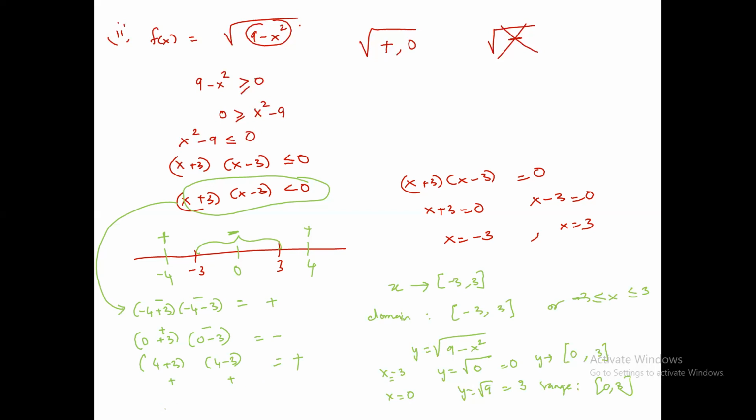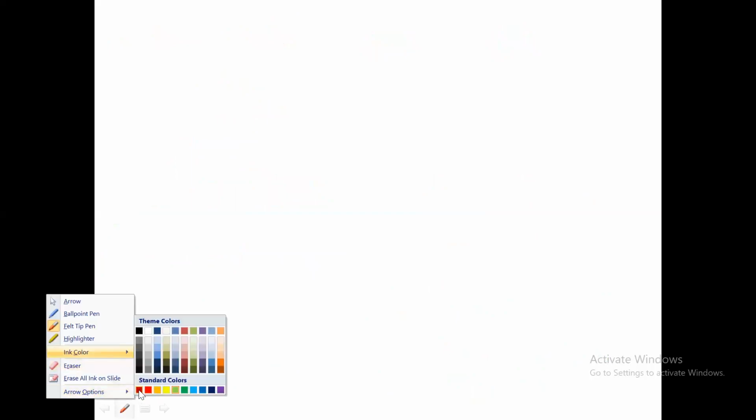In the beginning, it may look difficult, but if you practice, it is easy. Let's go to question number 3. The function is defined as 2x minus 5. You have to write f of 0. That means in place of x, you have to put 0. 2 into 0 minus 5. That will be 0 minus 5, or minus 5.